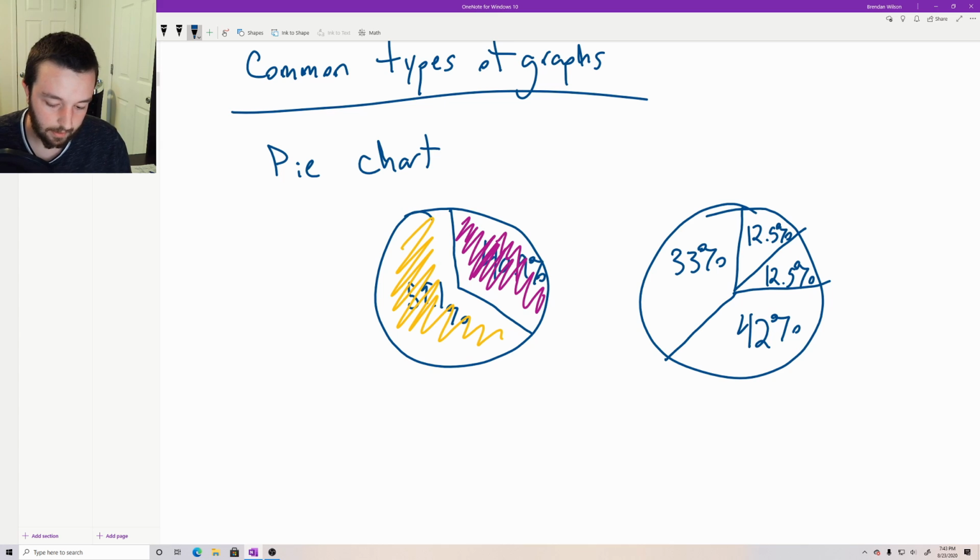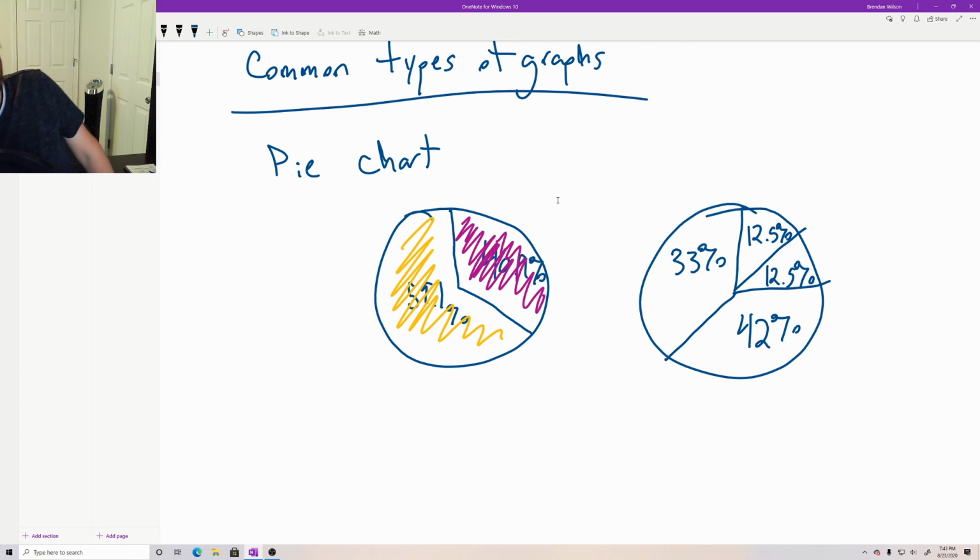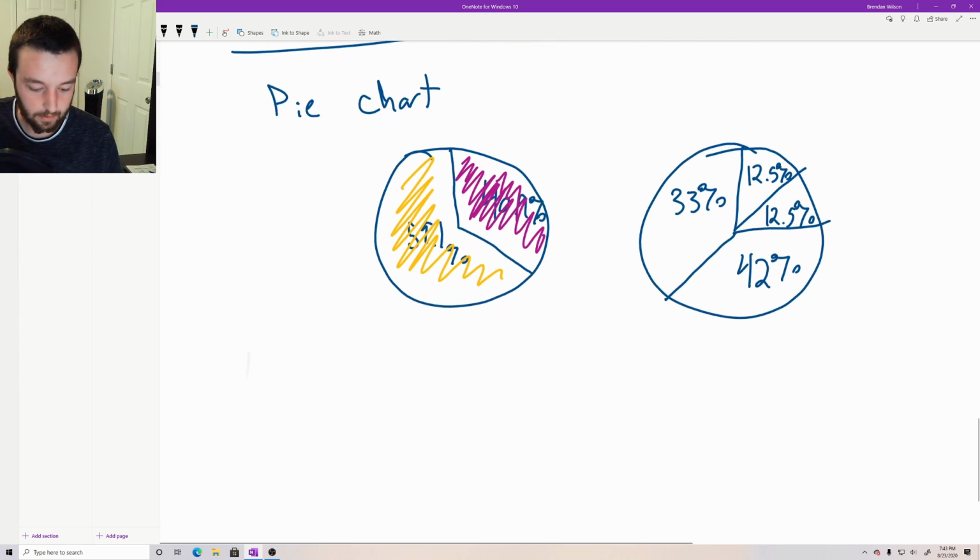And then you could color these in, or you could just write the percentages. It's usually a good idea to color them in just so it's more visually appealing and you're able to immediately tell which one is bigger just by looking at it rather than having to read the percentages. Coloring it in helps that a lot.